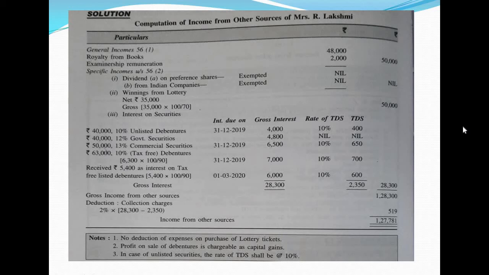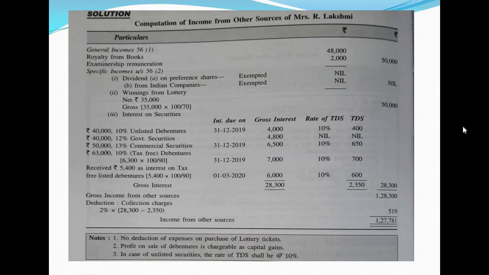So it means that the total amount of winning from lottery is 50,000. There's a TDS of 30%, so what the assessee has received is only 35,000. But remember, if you have to calculate the income from other sources, you have to show the gross amount, or you have to calculate the gross amount.